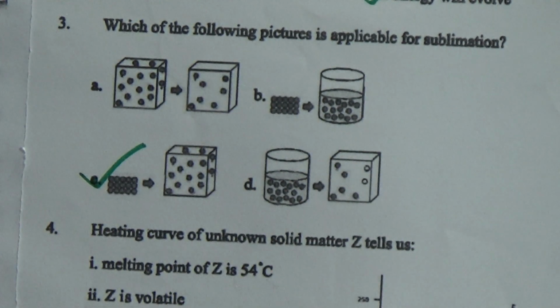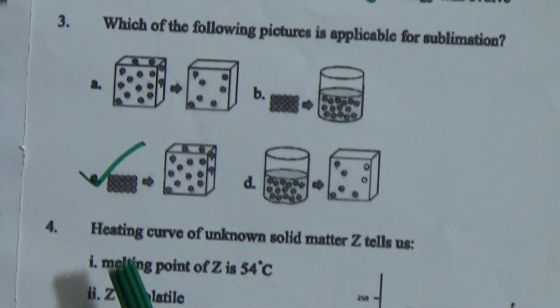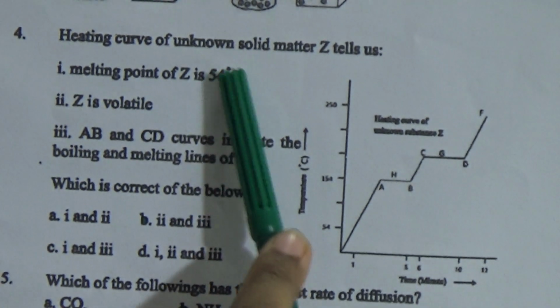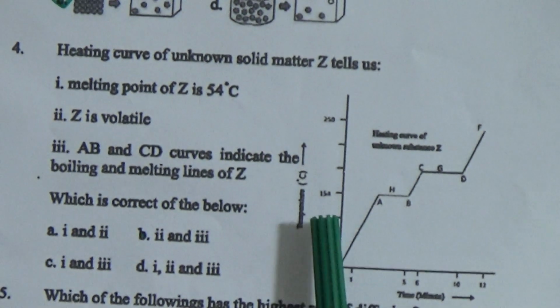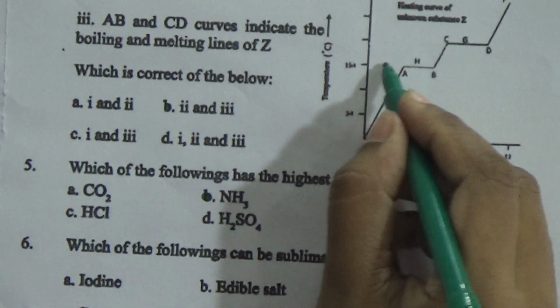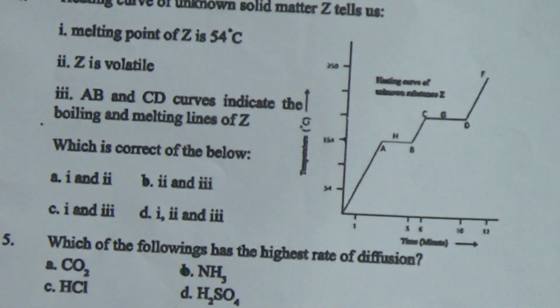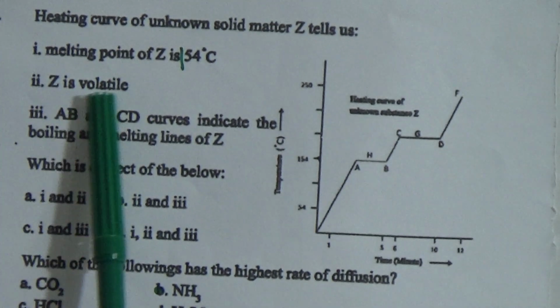Then here is some problem. The heating curve of unknown solid matter Z tells us it is a heating curve, and here they start from 54 and go up to 250, and the time is given. Melting point of Z is given here as 54 degrees Celsius, but if you look very carefully at this curve, at 154 degrees Celsius it will start melting. So here it will be 154.